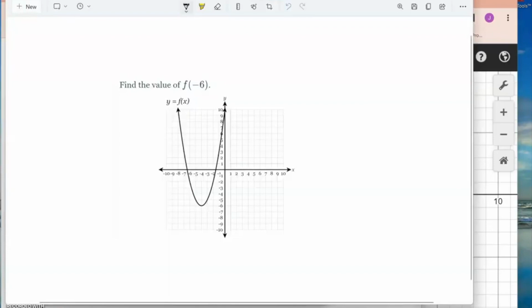So again, they tell you y is f of x, right? See where the x is? It's inside the parentheses. That means this is x. So this is x, and they're asking you what y is. So go to x, go to -6.